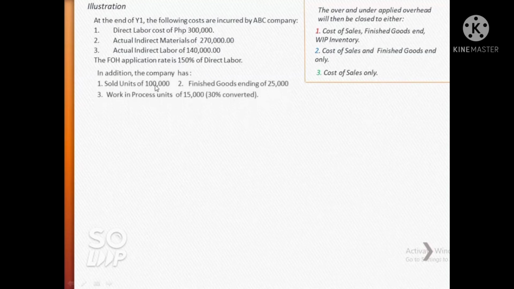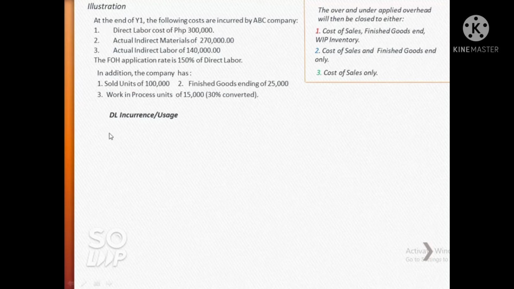Aside from that, the company has sold units of 100,000. The work in process units, or the unfinished, is 15,000, and it is yet to be converted by 70% because it's only 30% converted, and the finished goods ending is 25,000. So let's apply what we have learned a while ago.